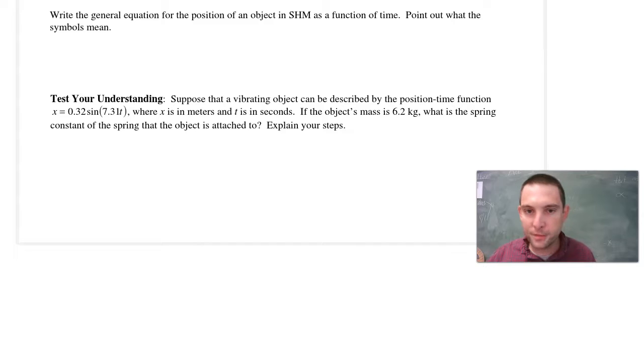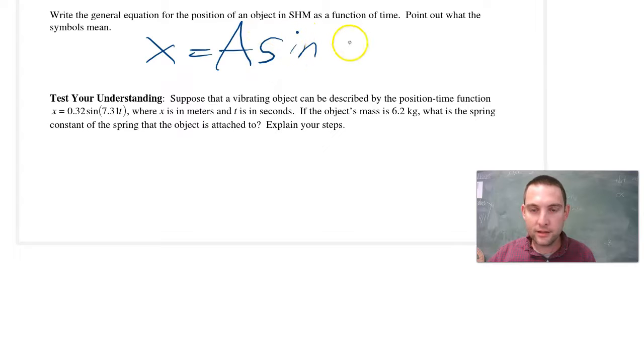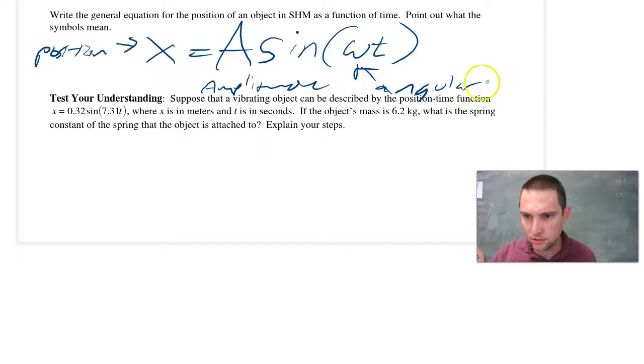Write the general equation for the position of an object in simple harmonic motion as a function of time. We can do that. x equals A sine omega t. A is amplitude. x is position. Omega is our angular frequency. And t is time.